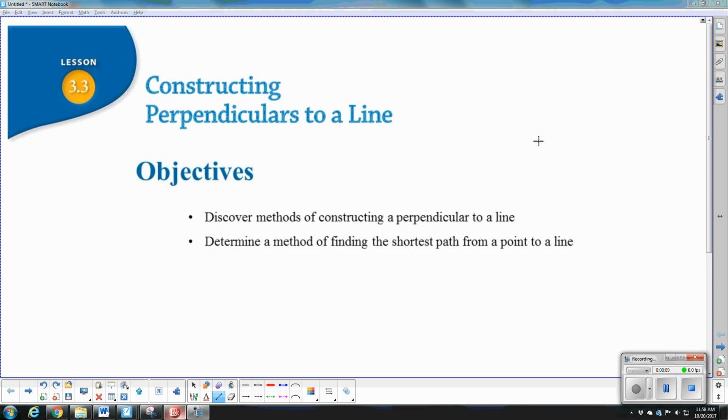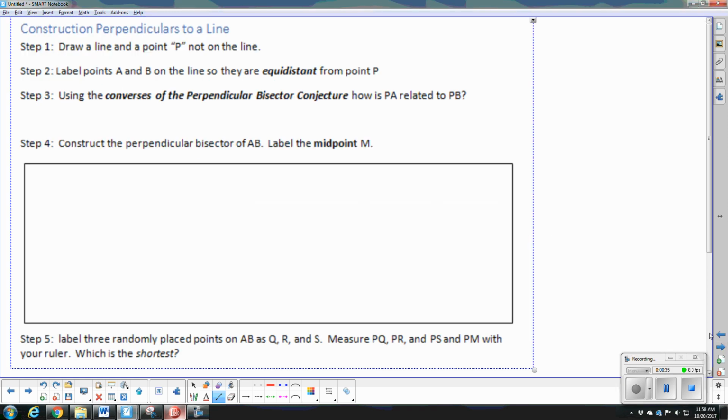This is lesson 3.3 and it's about constructing perpendiculars to a line. So last lesson, lesson 3.2, we constructed perpendicular bisectors. We were given a line and then we chose 2 points that were on the perpendicular bisector in order to construct our actual perpendicular bisector to the line. Here we're going to work in reverse a little bit, so we're going to have a point, and then we have to find the endpoints of the line, and then we can construct our perpendicular bisector.